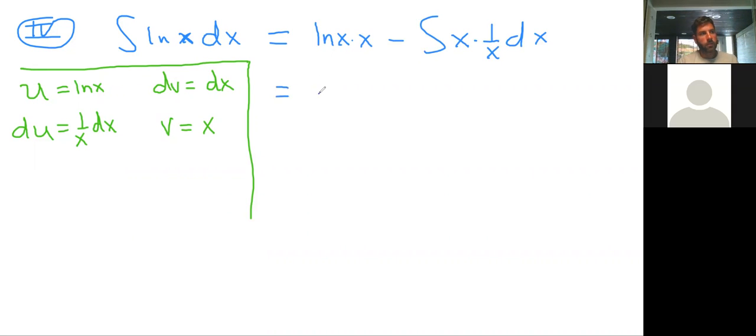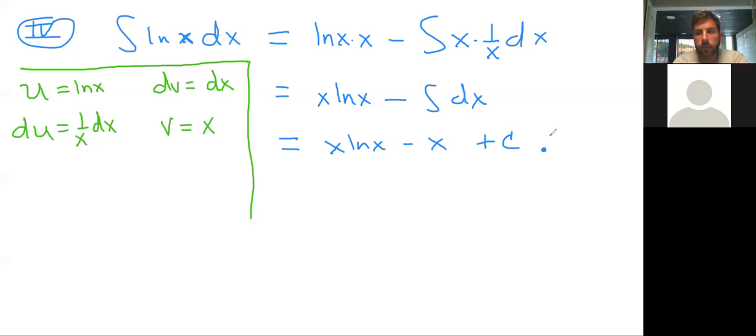And if we write this a little more appropriately, we get x log x minus the integral of 1 dx, which becomes x log x minus x plus c. So you now know the antiderivative of the log function, or the integral of the log.